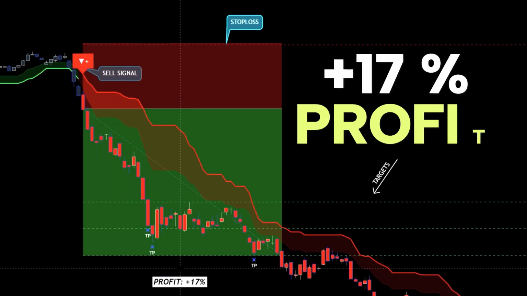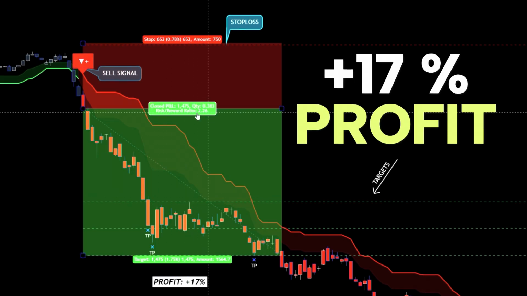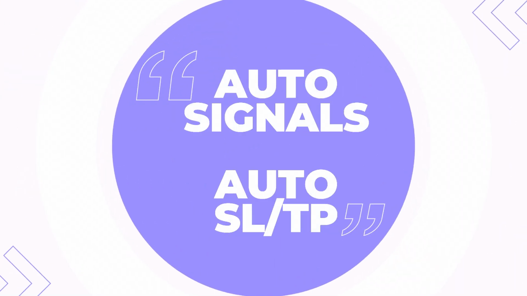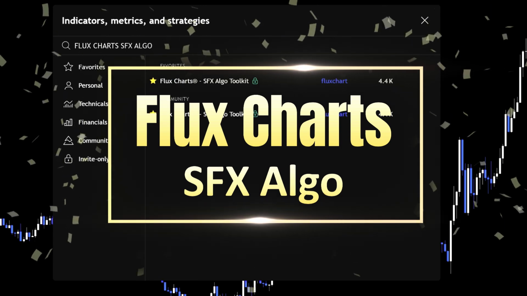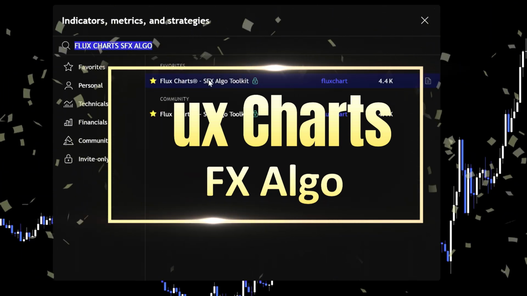All these levels, stop loss and take profits, are calculated and shown by the tool, so we don't have to figure them out ourselves. The tool doing this is Flux Charts SFX algo. I'll explain how to add it to the chart soon, but before that, let's go through more examples with details.